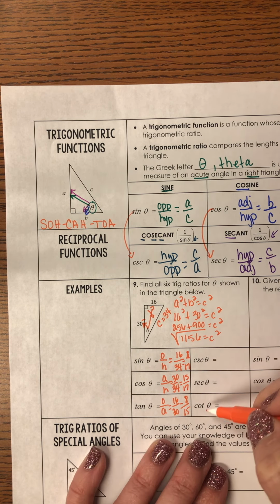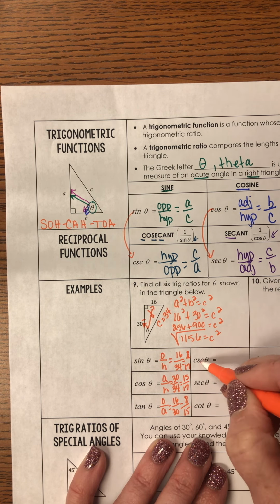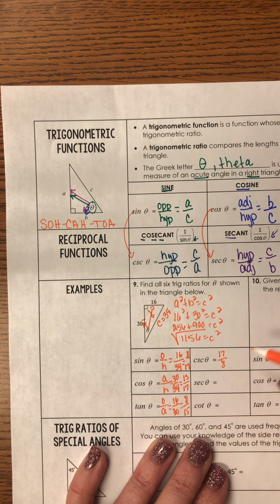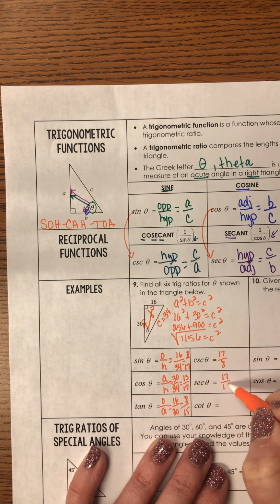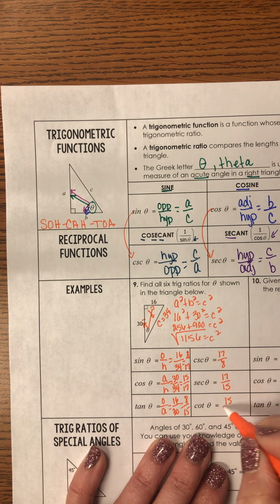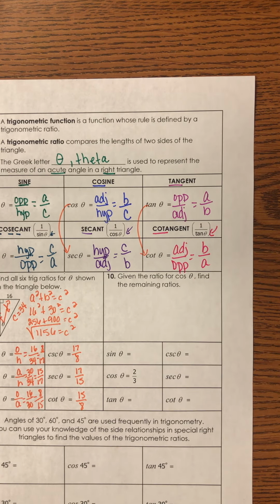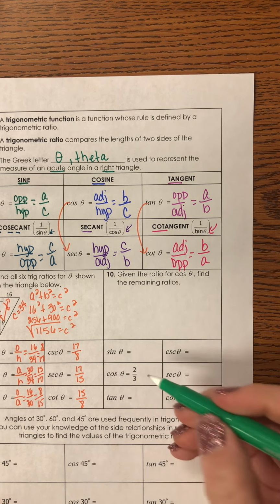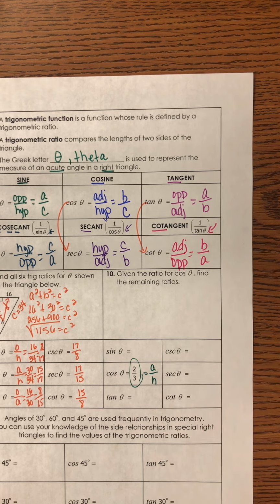Now to find the reciprocal functions, find the reciprocals. So if sine is 8/17, cosecant is 17/8. If cosine is 15/17, secant is 17/15. If tangent is 8/15, cotangent is 15/8. All right, now looking at number 10, it says, given the ratio for cosine, find the remaining ratios. Well, we're told here that cosine is 2/3. That's the adjacent over the hypotenuse.